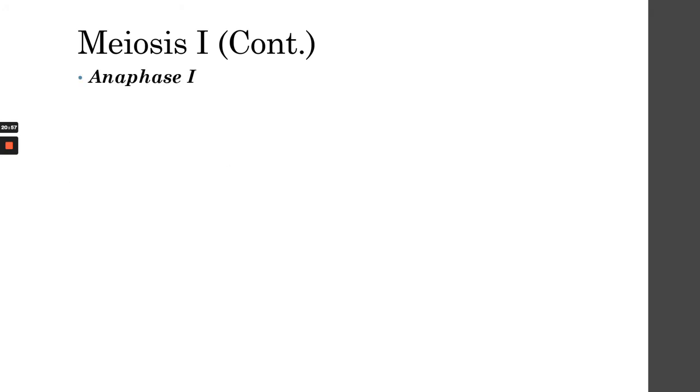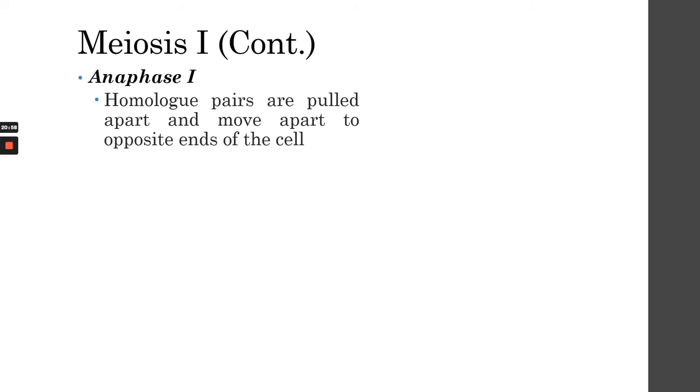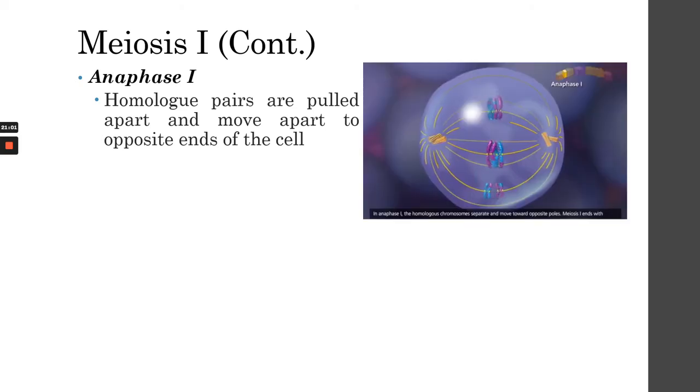Next, let's move to anaphase. So in anaphase, the homolog pairs are pulled apart and they move apart to the opposite ends of the cell. So you can think of this as the blue one is the father, and you can see the homolog pairs are being pulled apart. So this one whole cell is currently in a state of 2n.